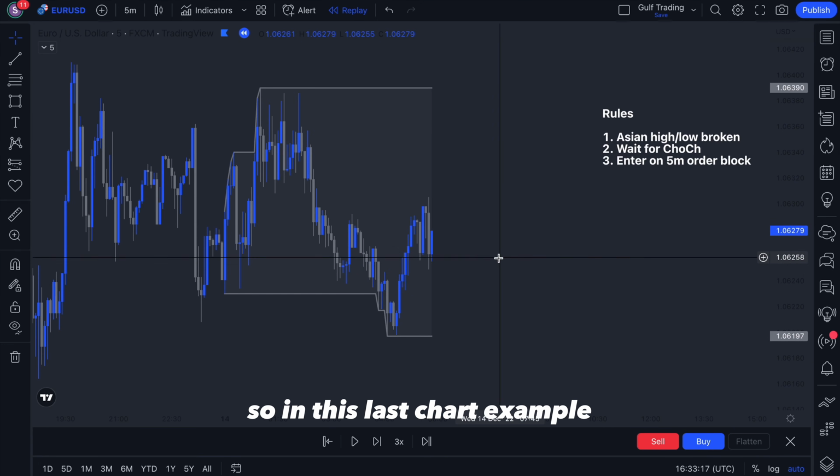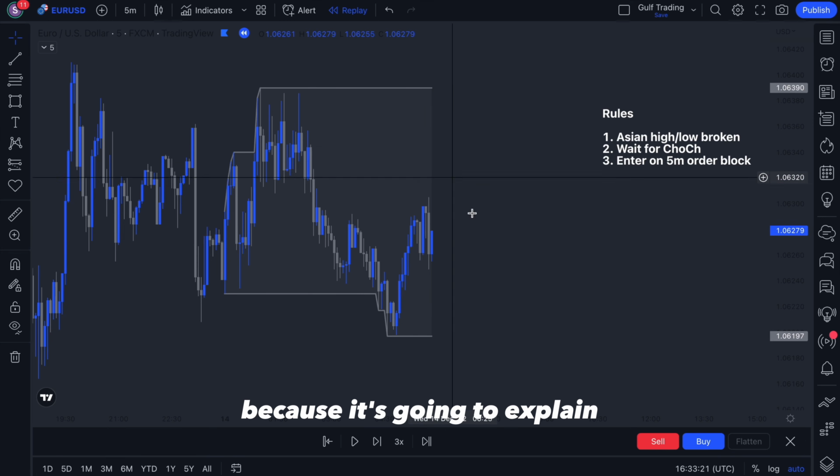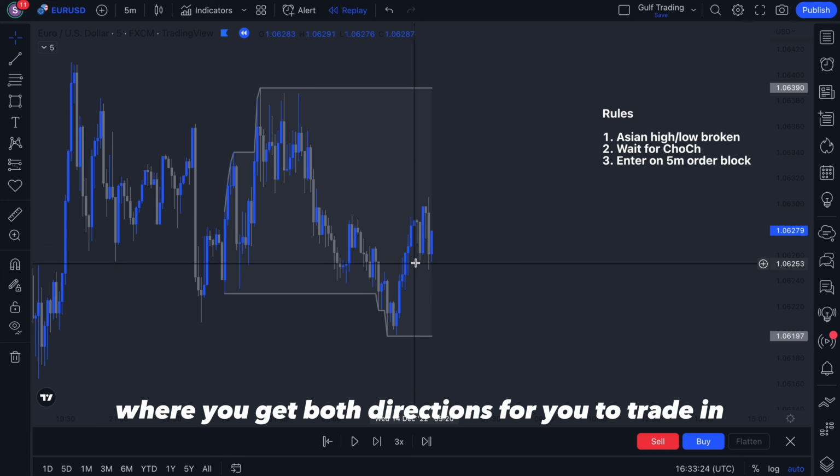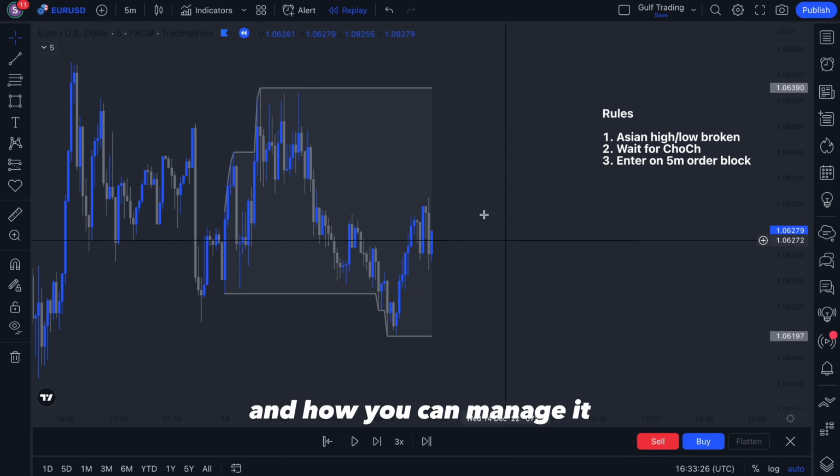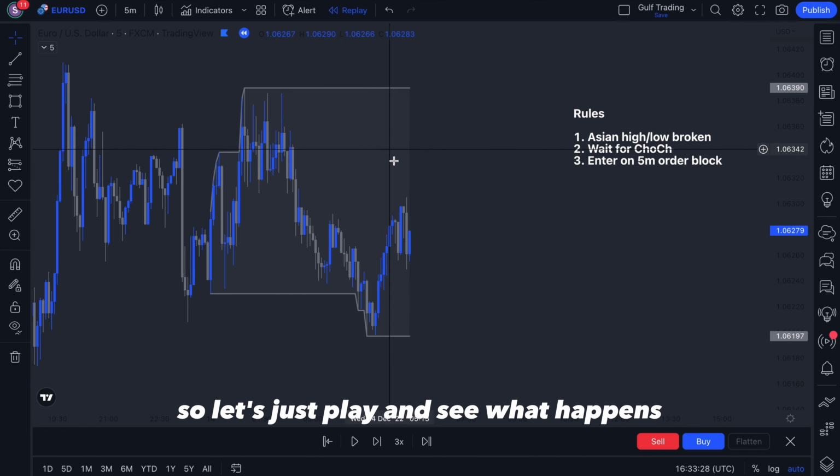Okay, so in this last chart example, I just wanted to show you this because it's going to explain the more complicated setup that you could see, where you get both directions for you to trade in and how you can manage it. So let's just play and see what happens.